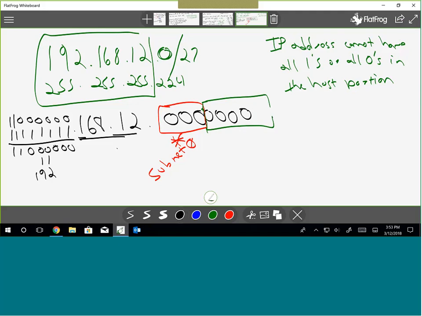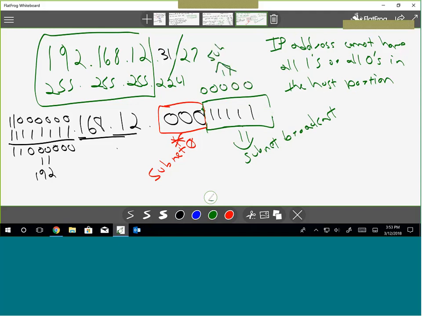Now watch this. What happens when this becomes .31? 31 is 1, 2, 3, 4, 5 ones. So guess what? Can I use it? No, I can't use it because this is the subnet broadcast address. There's all ones in the host portion. If it's all zeros, that is the actual subnet ID.